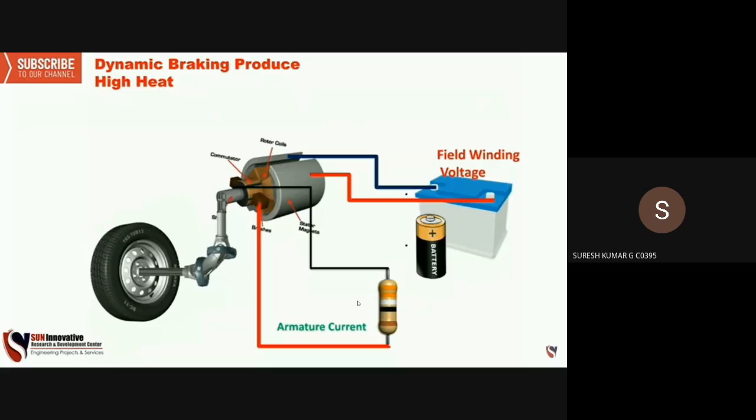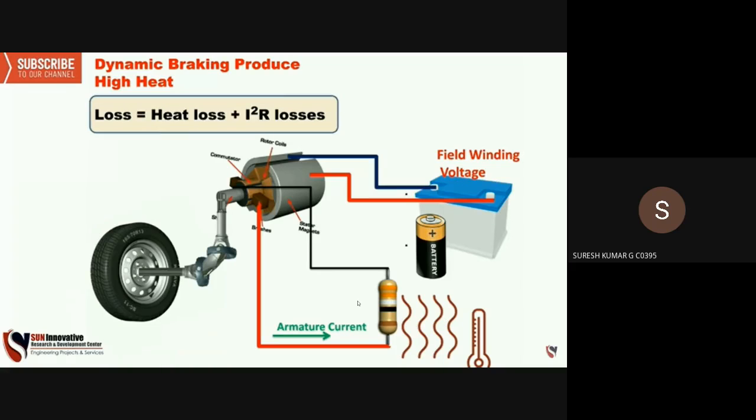In this method, the disadvantage is that when resistance is connected and current passes, it will create heat loss, and the loss is equal to heat loss plus I square R losses in the armature.